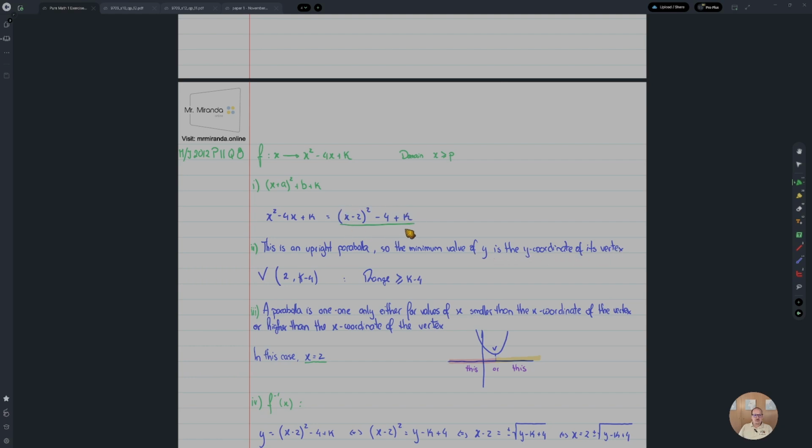Now that you have this written in complete square form, you know that the vertex will have coordinates, the negative of this 2, and that stuff, k minus 4, right? You want the range in terms of k, so this is it. The range is going to be bigger or equal to k minus 4.